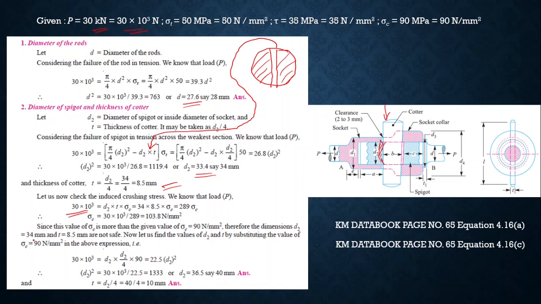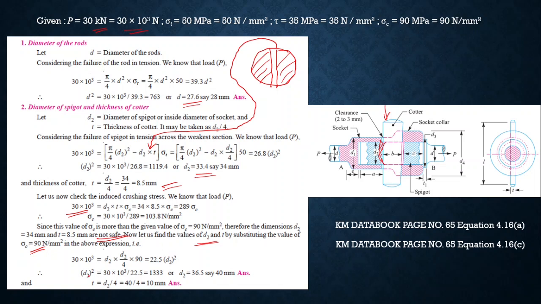Therefore, the dimensions of d2 equal to 34 mm and t equal to 8.5 mm are not safe. Most important one, the induced crushing stress is greater than the allowable one. So the calculated value of d2 and t is not safe. Now let us find the values of d2 and t by substituting the value of sigma c as 90 Newton per mm square, the allowable value of the crushing stress.